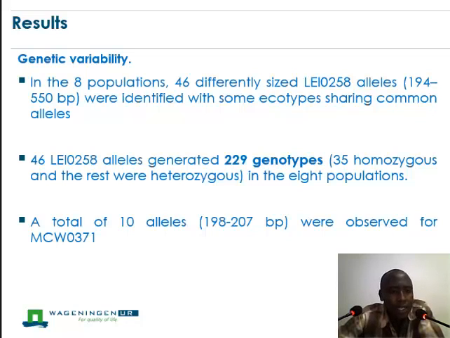These are the results which were obtained. In the 8 populations, that is the 8 ecotypes, 46 differently sized LEI0258 alleles were observed, with a size ranging from 194 to 550 base pairs. The 46 LEI0258 alleles generated 229 genotypes, of which 35 were homozygous, whereas for marker MCW0371, a total of 10 alleles with a base size ranging from 198 to 207 were observed.